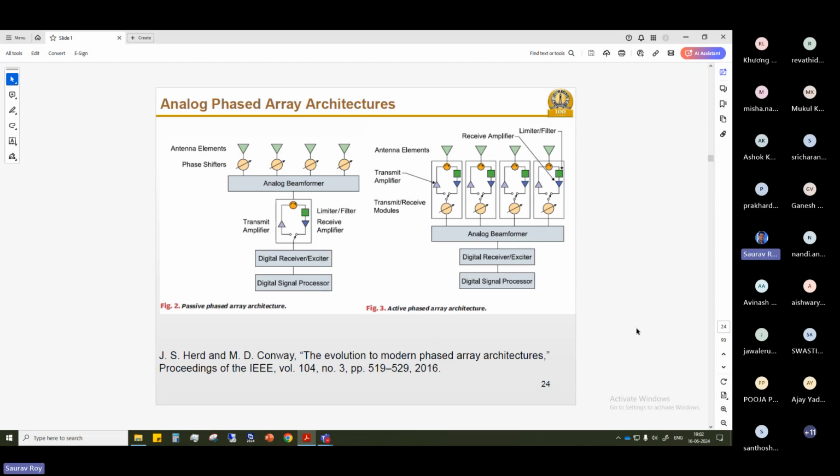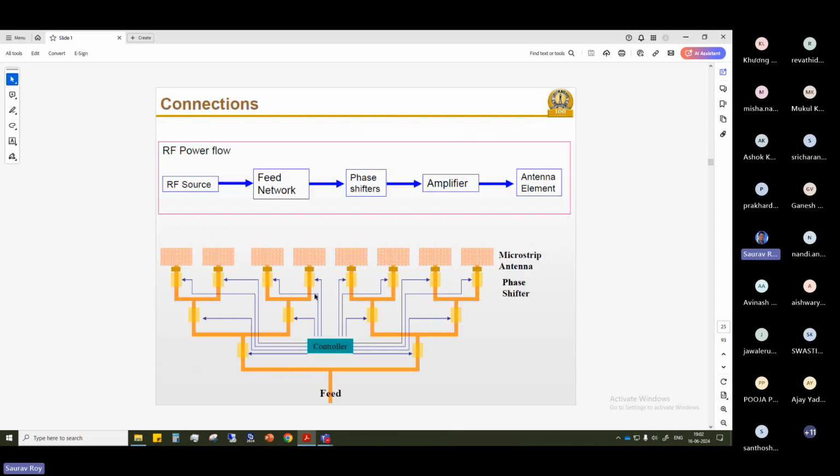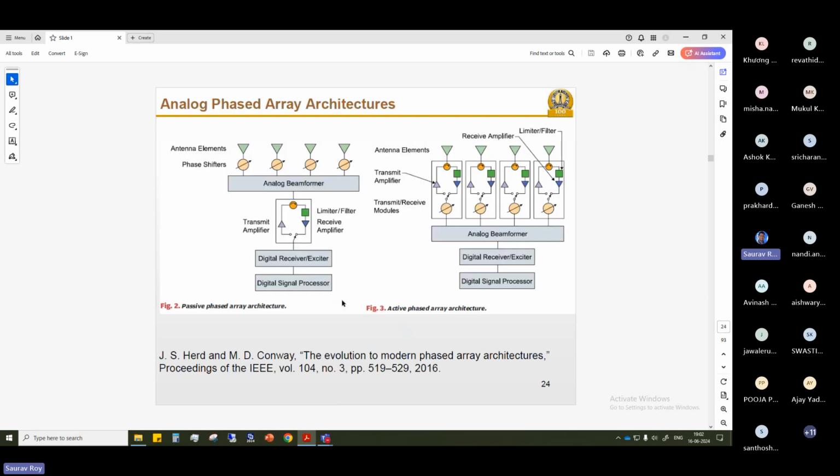So there are many different ways, and if you see the actual circuits, the complete phased array circuit looks quite compact. It has a lot of elements on one circuit board. But basically it will have all these elements. Any doubt here?